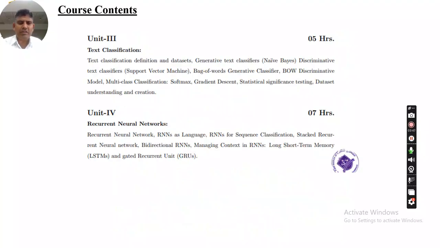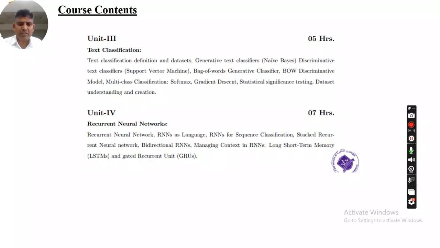Unit number 3 is about text classification, where we will learn the different discriminative classifiers and generative classifiers. Here we will learn the naive Bayes classifier and support vector classifier, which we will be using in fields like sentiment analysis and movie rating prediction. This unit number 3 is dedicated for 5 hours.